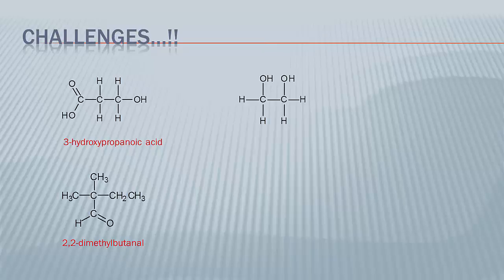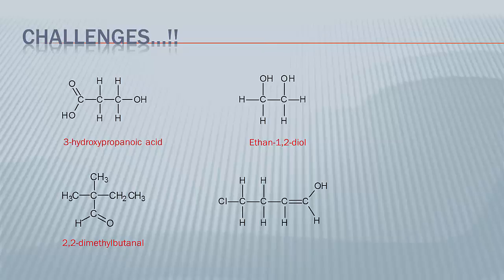This molecule here also has two functional groups in it, and they're both the same. They're both alcohol groups. So how do we incorporate that? Again, we use the same thing we do for branches. We use the prefix di. So this molecule is ethane-1,2-diol.